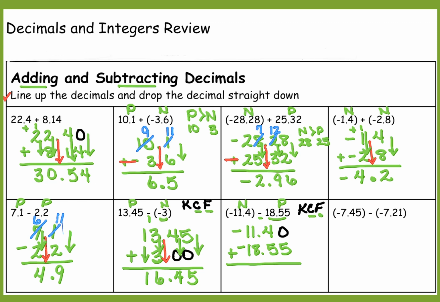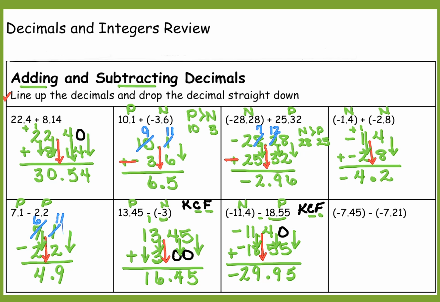Let's annex in our zeros and work through this problem. We have negative plus a negative, which will give us a more negative answer. 0 plus 5 is 5. 4 plus 5 is 9. We remember to bring that decimal point straight down. Next, we have 1 plus 8 is 9, and 1 plus 1 is 2. So a negative plus a negative is more negative. Our answer is negative 29 and 95/100.